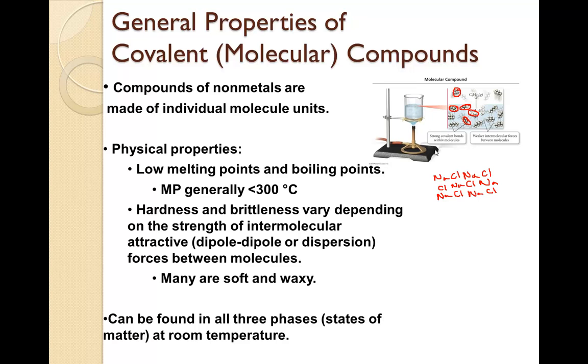They have lower melting points as a result and lower boiling points, generally less than 300 degrees Celsius. The hardness and brittleness vary depending on the strength of the intermolecular attractive forces. Note the word intermolecular. That's between the molecules. Which are the dipole-dipole and the dispersion, which we're going to be discussing in a minute. Many of them are soft and waxy. They can be found in all three phases, all three different states of matter at room temperature: solid, liquid, and gas.